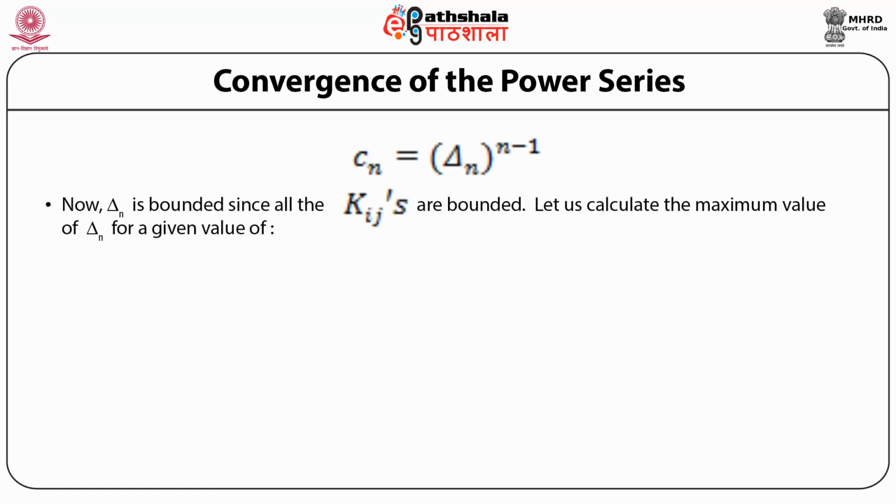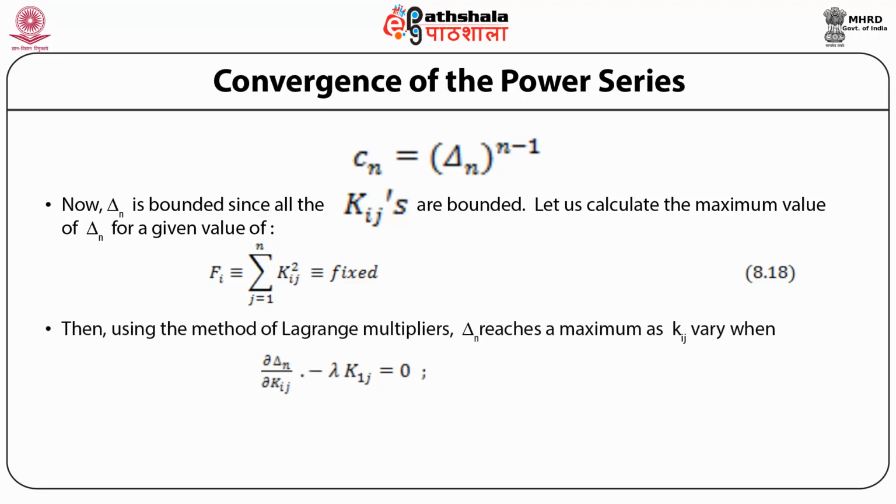Now delta_n is bounded. Since all the K_ij's are bounded, let us calculate the maximum value of delta_n for a given value of f_i. So f_i is defined as the sum of K_ij square for all values of j from 1 to n, and we keep this to be fixed. Then using the method of Lagrange multipliers, delta_n reaches a maximum as K_ij vary when the partial derivative of delta_n with respect to the element K_ij minus lambda times the element K_ij is equal to 0, where lambda by 2 is the Lagrange multiplier.